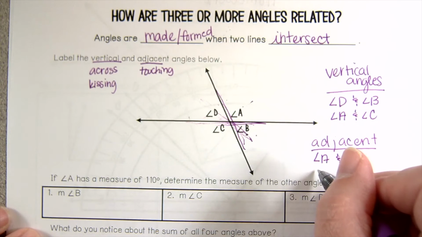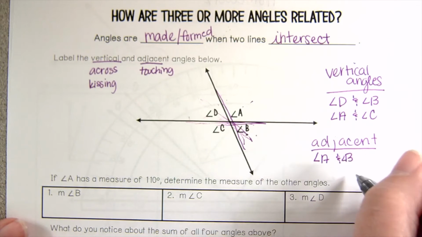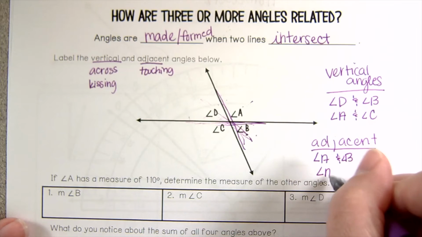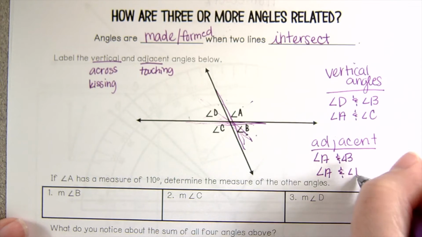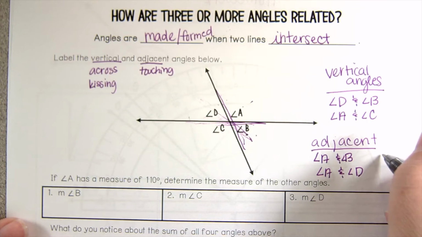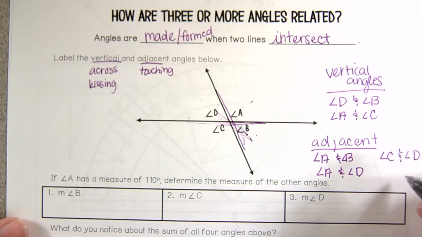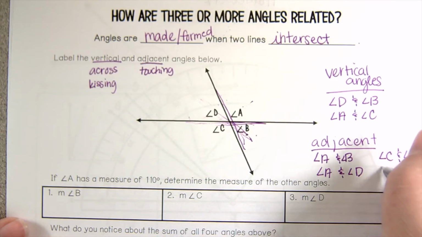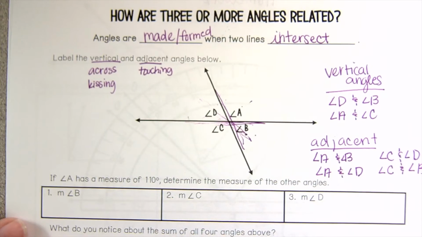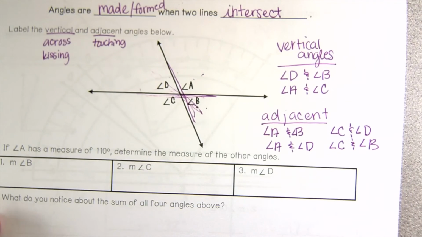So what's another set? A and D. What's another set? C and D. And there's one more. C and B. So those are all the angles that are touching each other.